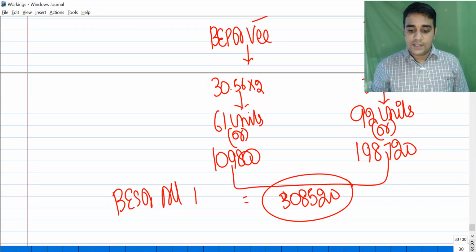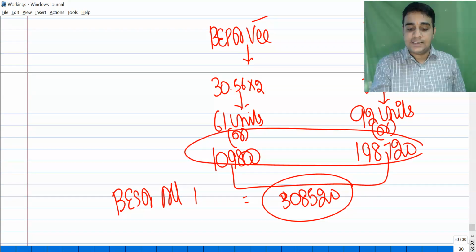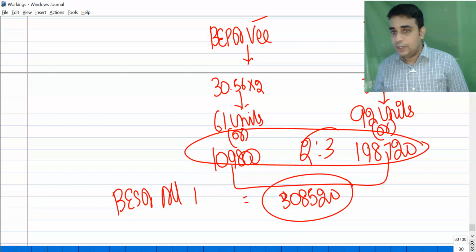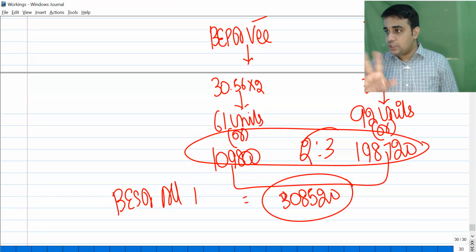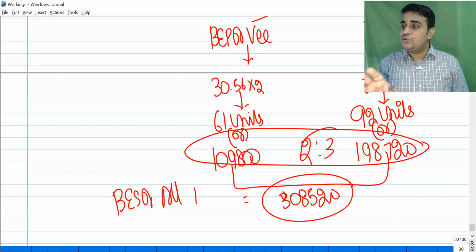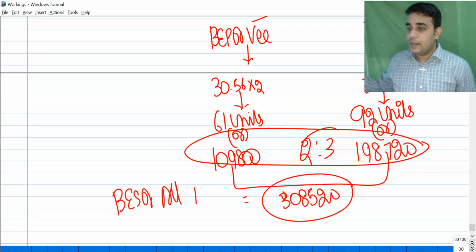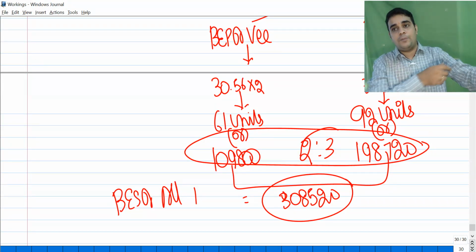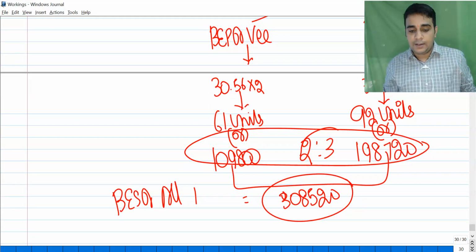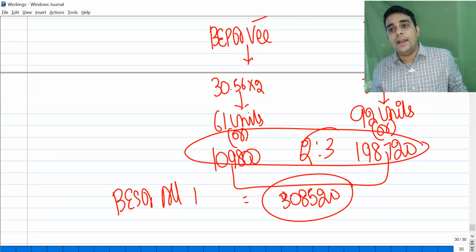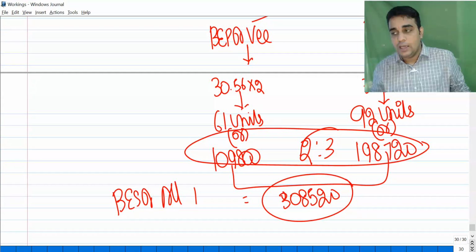If you look at this, 109,800 is to 198,720, this is not 2:3. The value is not in the ratio of 2:3. Units is 2:3, some rounding gap will be there. 61 is to 91.5 it will come because we had rounded this downwards, that was rounded upwards, so that gap can be there. But broadly 61 units and 92 units need to be sold. If you sell 61 units and 92 units, you will attain break even.